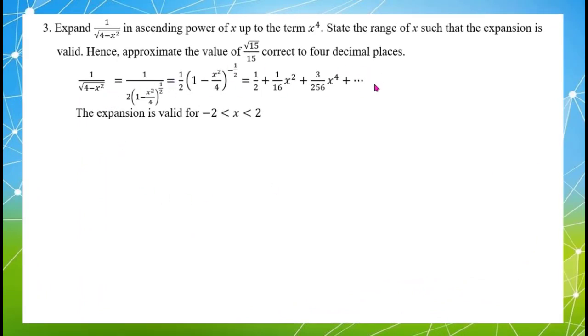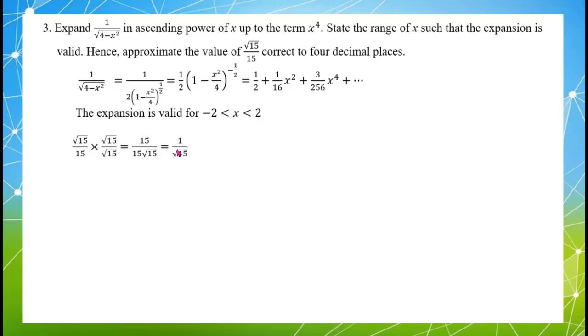Now I'm going to use this binomial expansion to find the approximate value of square root of 15 divided by 15. When we look at this expansion, it is done under the power of negative 1/2. But when we look at the square root of 15, the power is positive 1/2. So before we can apply the binomial expansion, we need to change the power into the same power as the binomial expansion, that is power negative 1/2. Here I multiply with square root of 15, then after I simplify, I get 1 over square root of 15. So here the power is negative 1/2.